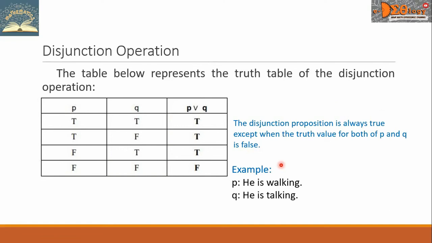Let's have one example. Proposition P, he is walking. Proposition Q, he is talking. When we put together the two propositions, P or Q, so we write here, he is walking or he is talking.